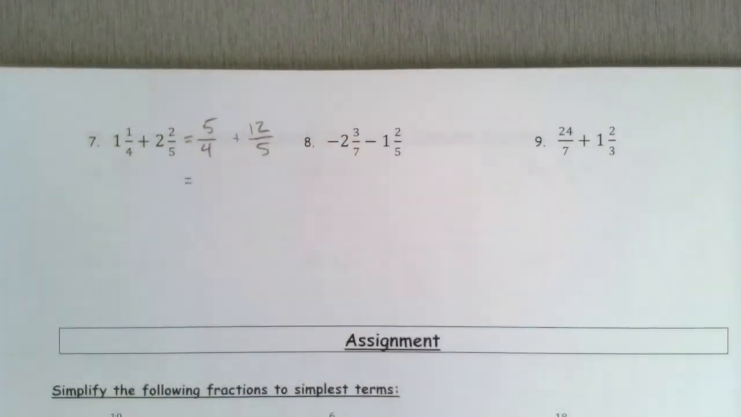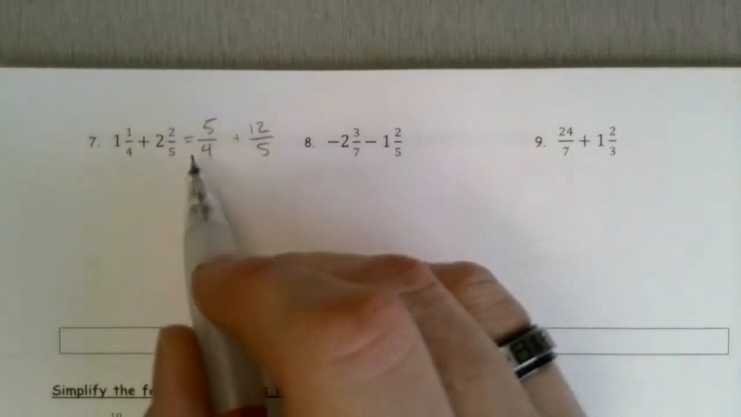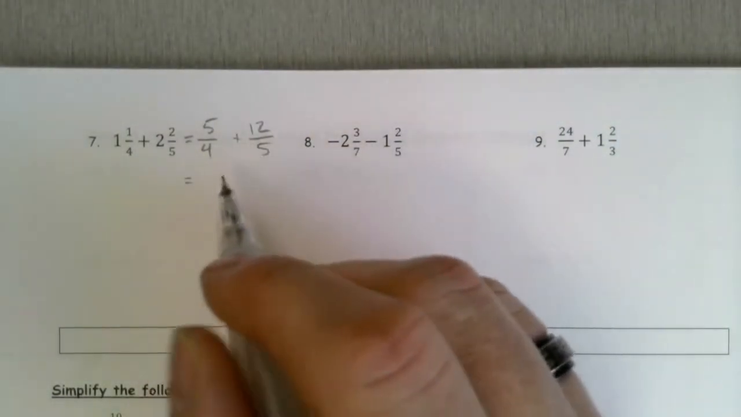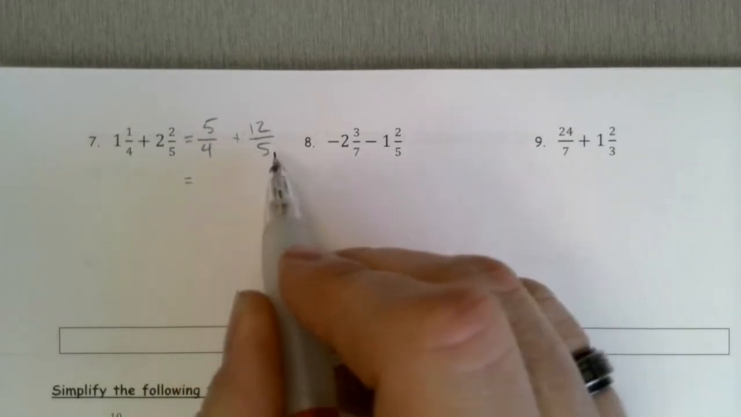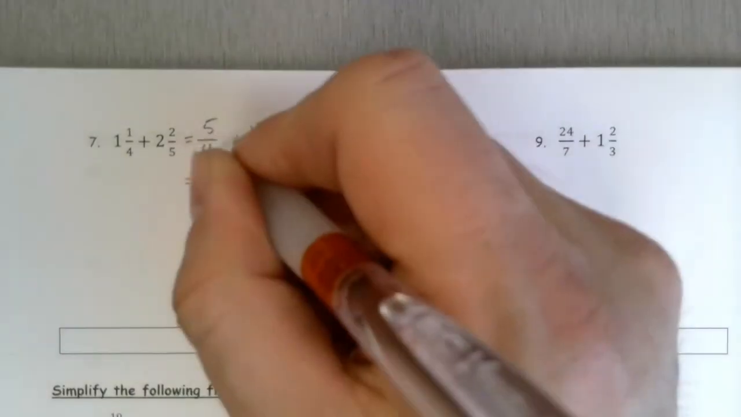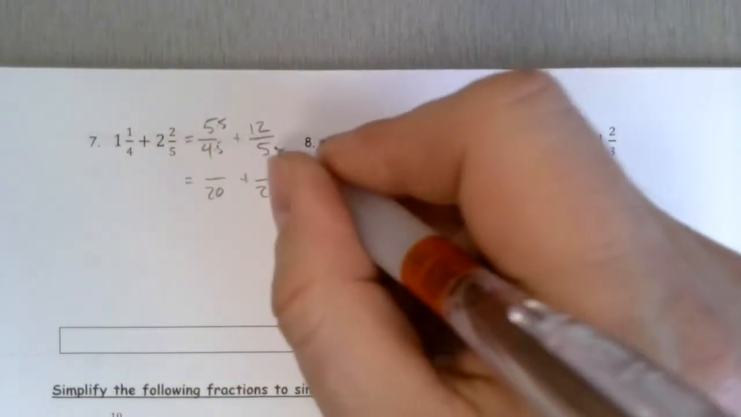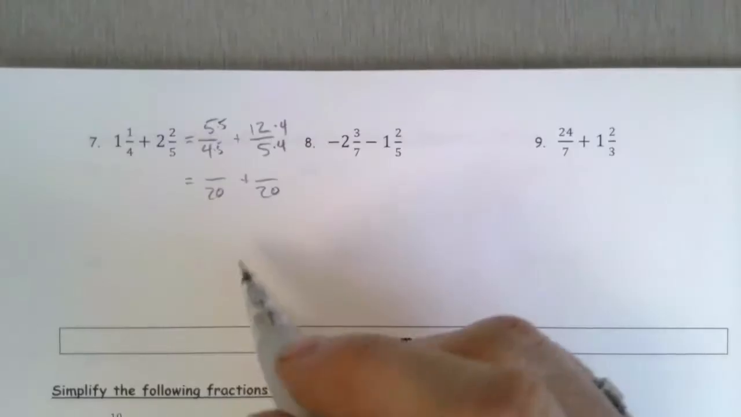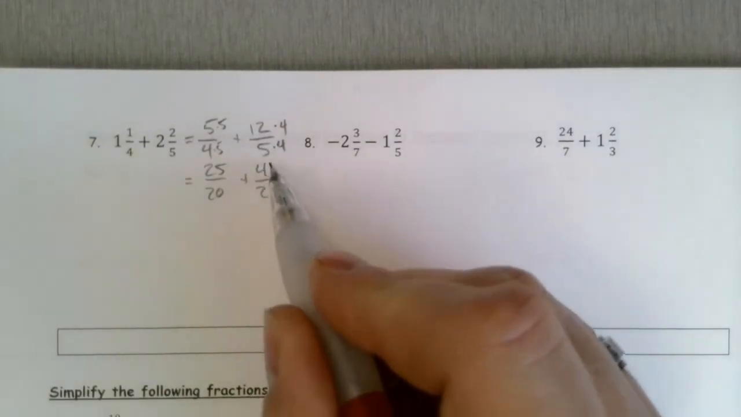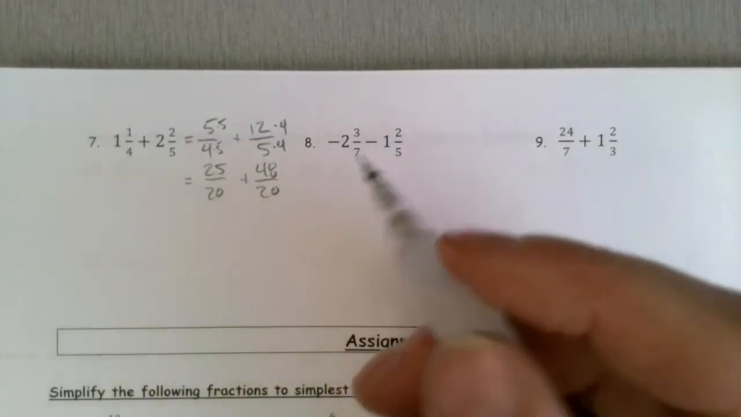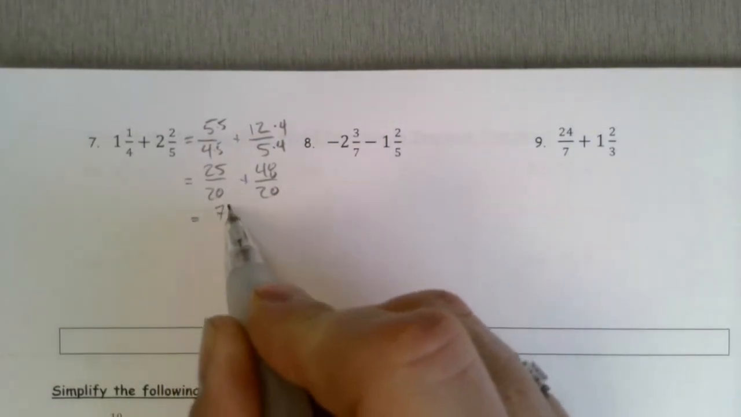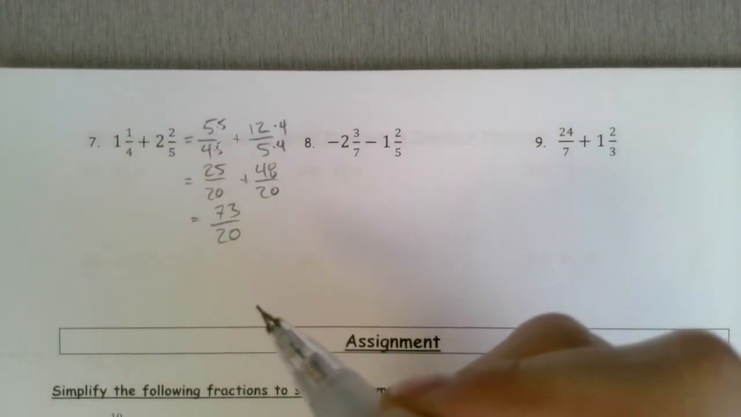Now, between 4 and 5, well, 4 isn't a multiple of 5. 5 is not a multiple of 4. There's no shared factors there, so the smallest number that we're going to get here is going to be 20. But it means I have to multiply a numerator and denominator here by 5, and I got to multiply a numerator and denominator here by 4. So 5 times 5 is 25, and then 12 times 4 is going to be 48. So 25 plus 48, put those together, I am getting 73 twentieths.